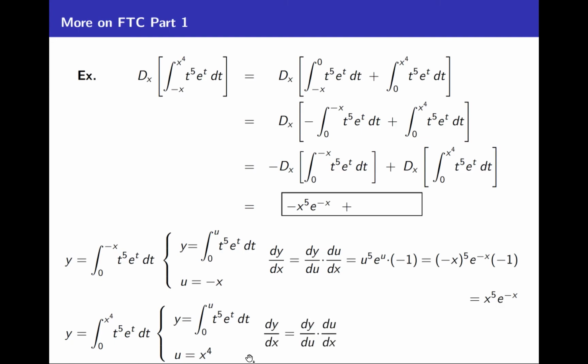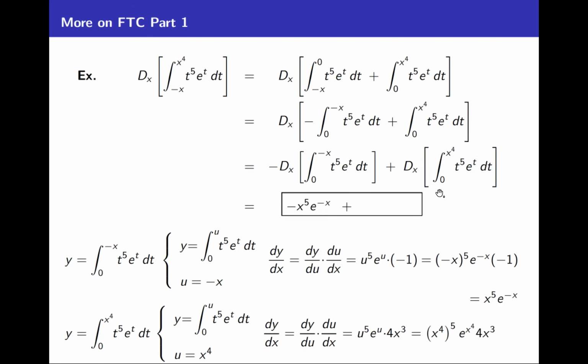So the chain rule says that the derivative we want is dy dx, which equals dy du times du dx. Now dy du is the derivative of this integral, and again the Fundamental Theorem of Calculus Part 1 says that derivative is u to the 5th times e to the u. And this du dx, that's the derivative of x to the 4th, that's 4x cubed. So this product is u to the 5th, e to the u, times 4x cubed. We're almost there. We just have to plug in u equals x to the 4th here and here. And doing so, we have our derivative.